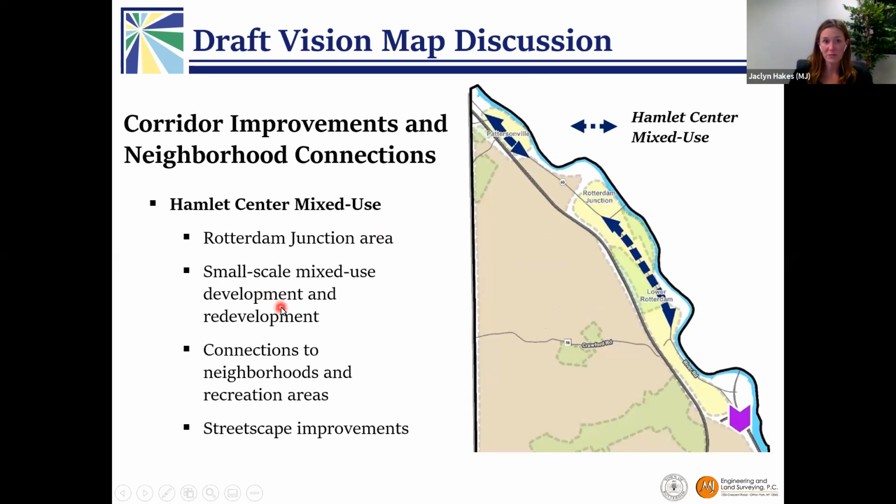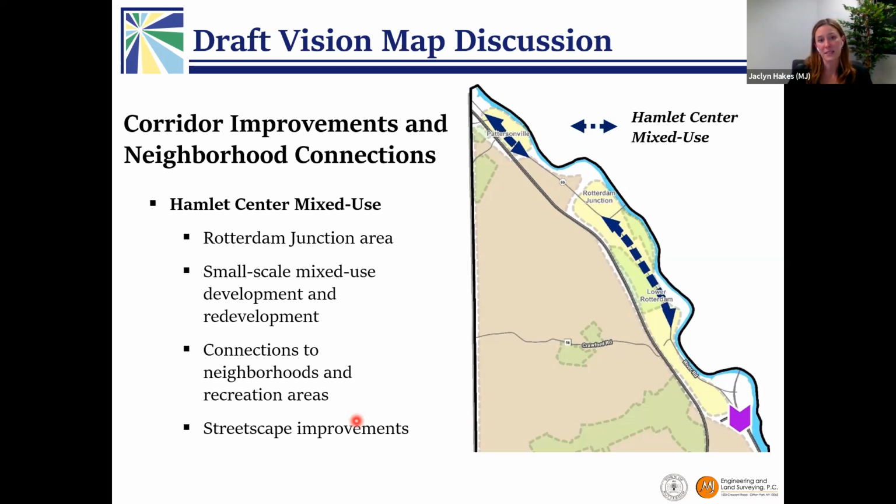In terms of the hamlet center mixed use areas, again, these are areas primarily up in the Rotterdam Junction area. The distinction between the hamlet center mixed use and the mixed use corridor is really about the scale of the type of development and redevelopment that can happen. It's a much different feel in terms of the scale of development in this area, in the Rotterdam Junction area. And so we want to recognize that and be respectful of that as we're proposing additional improvements or enhancements along here. In this area, it's particularly important to provide those connections to the existing neighborhoods and the recreational areas. There are some pretty substantial and amazing recreational areas in this particular hamlet center mixed use area, as well as streetscape improvements, so pedestrian amenities, street lighting, that sort of thing.